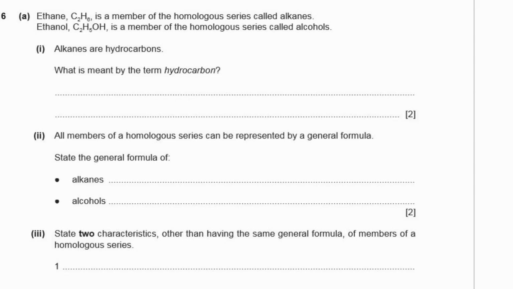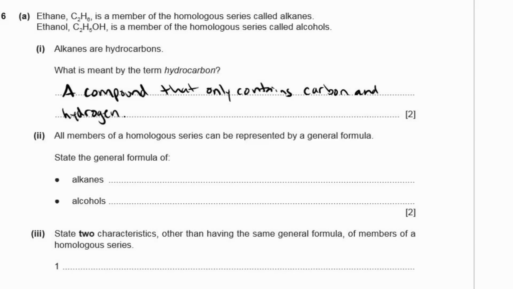6a. Ethane, C2H6, is a member of the homologous series called alkanes. Ethanol, C2H5OH, is a member of the homologous series called alcohols. Alkanes are hydrocarbons. What is meant by the term hydrocarbon? Okay, a hydrocarbon is a compound that only contains carbon and hydrogen. Okay, so a compound that only contains carbon and hydrogen.